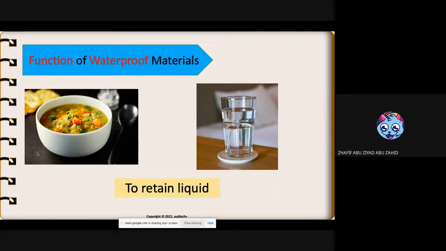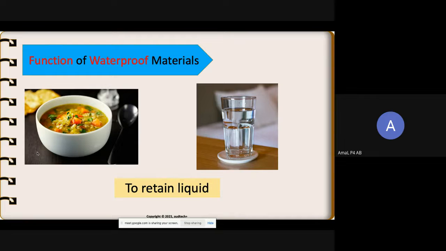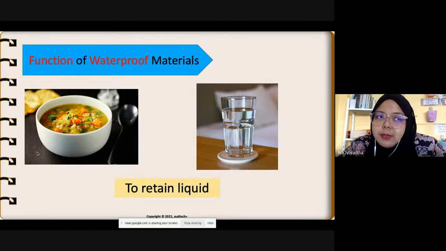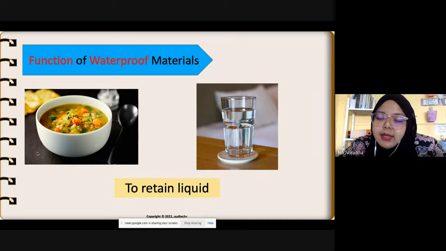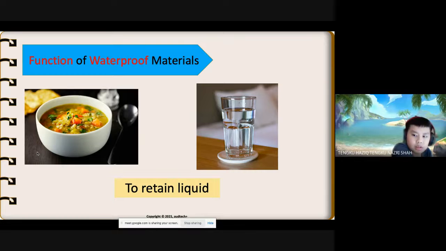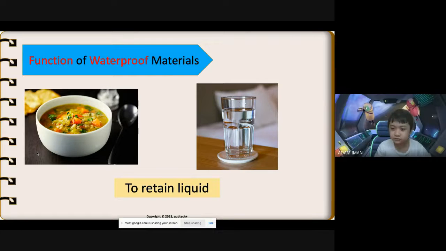Sorry, it's okay. Can anyone help teacher explain what is meant by retain? Please check your microphone. Teacher can hear someone has not turned off the microphone. Amal, please mute your microphone.